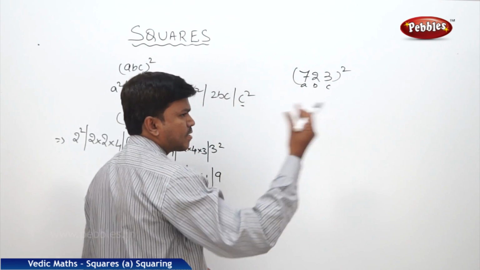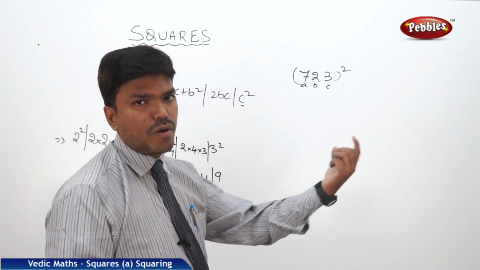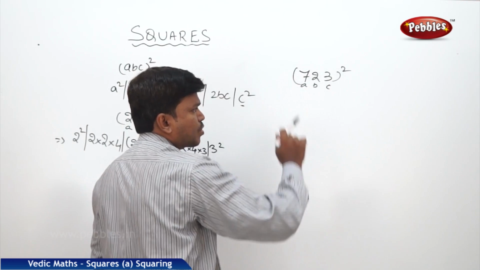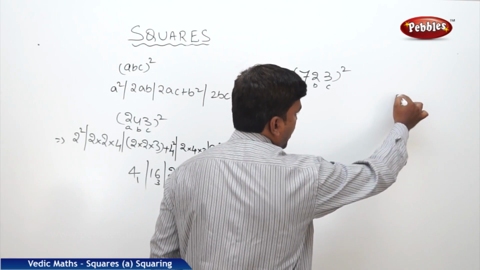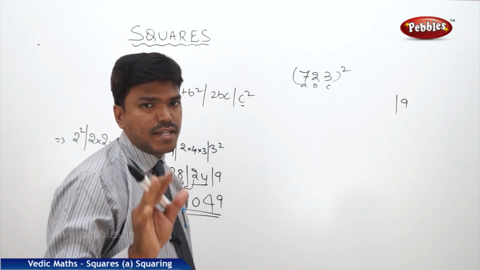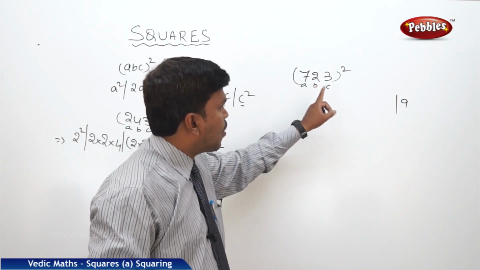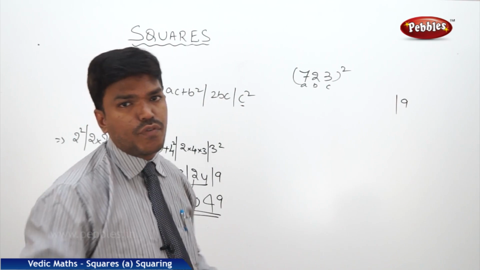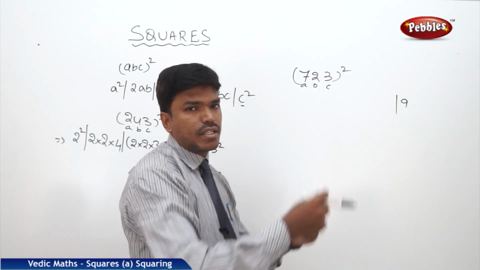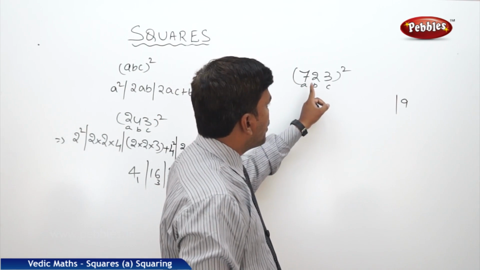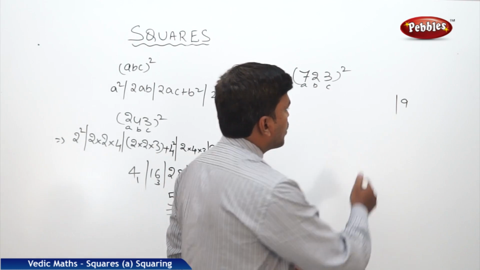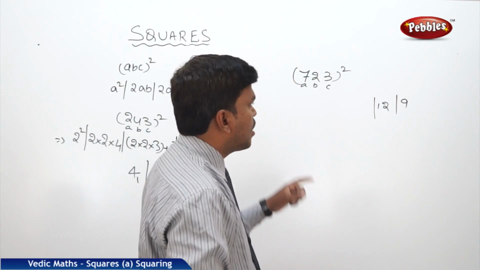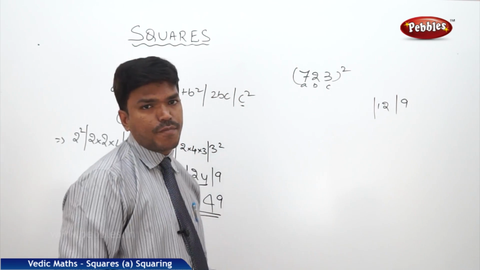Start from the right side. So what is the right side formula? c square. If you start from the right side, c square means 3 square. 3 square is 9. I am putting the direct steps, you need to understand. Now 2bc. 2bc means 2 into 2, 4, 4 into 3, 12. 2bc is 12.